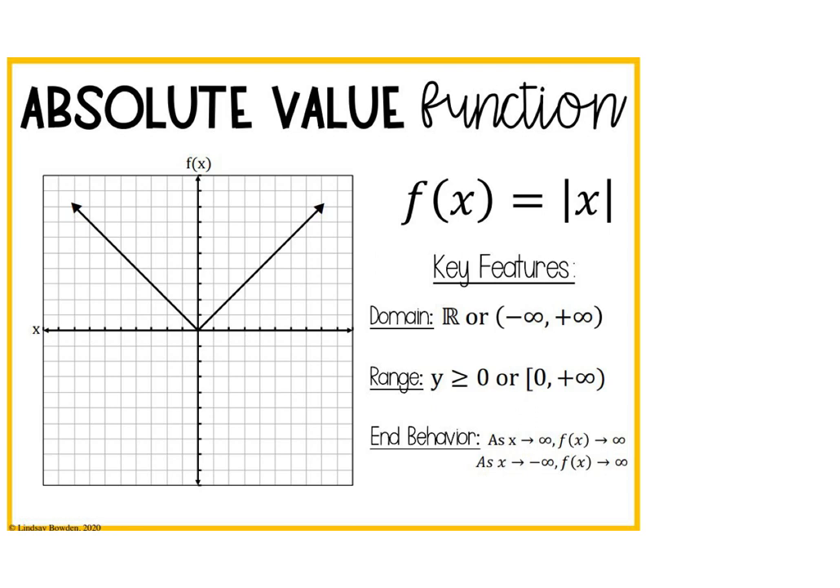The second parent function would be the absolute value function, which means f of x is equal to absolute value bars x. Because we are taking the absolute value of any number, our output will always be positive numbers. So in that case, the domain can be all real numbers, but the range is limited to y is greater than or equal to 0, eliminating that negative factor.